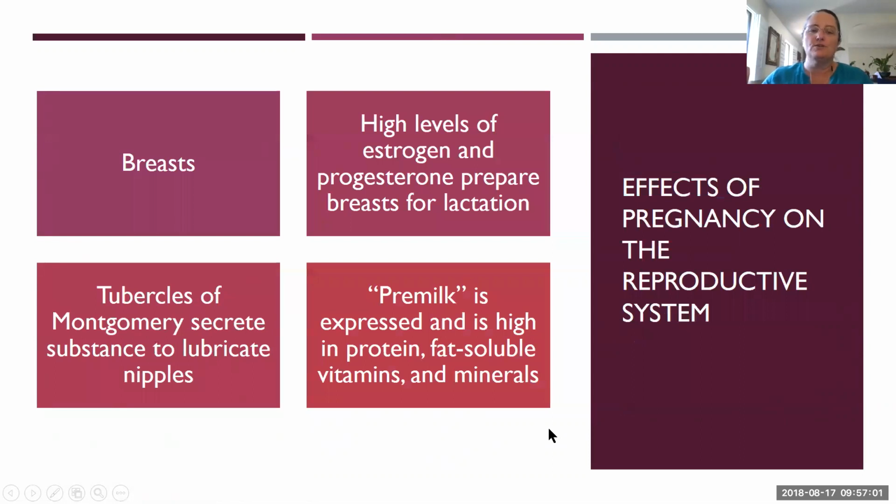High levels of progesterone and estrogen start to prepare. Those tubercles of Montgomery start to secrete lubrication. They're always there, but they become more prominent in pregnancy. So some people are very concerned that they've developed pimples on their breast, and that's not what that is. And then that pre-milk starts to happen at about 14 weeks of pregnancy. So a lot of times I deal with women right after delivery, tell me, I don't think I have enough milk. Well, you've actually had pre-milk from about 14 weeks. You just don't know how to get it out.